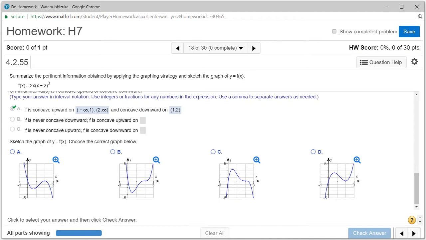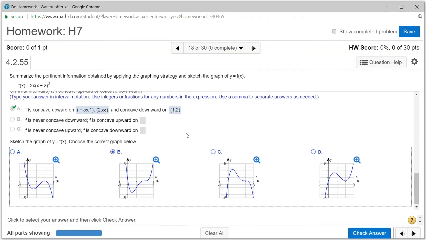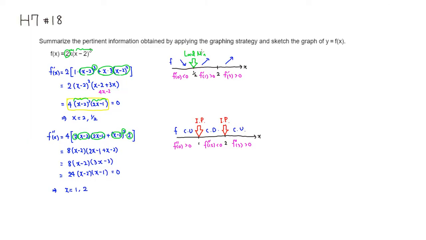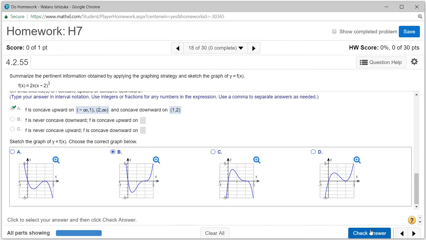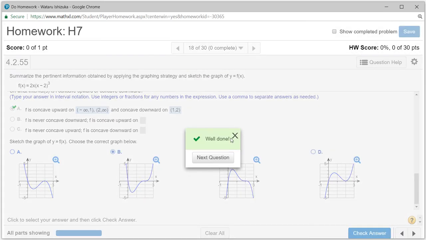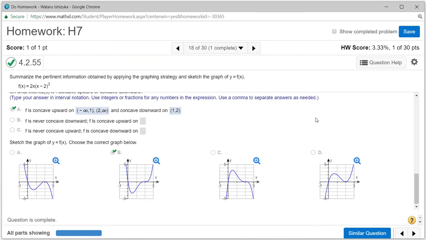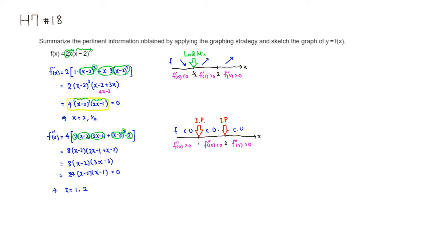Let's see. It's decreasing before 1/2 and increasing after. So A isn't the correct picture, C isn't the correct picture, and D isn't the correct picture. The only one that does the decreasing and increasing here is going to be B. Let's double check. Decreasing, increasing. So this is the correct picture. Let's check the answer. We got that. That's it. I hope that this was clear.